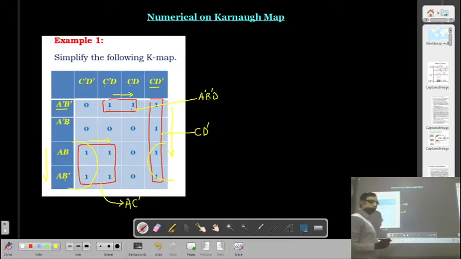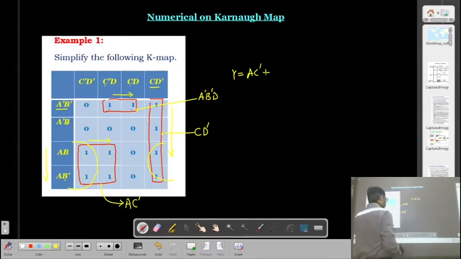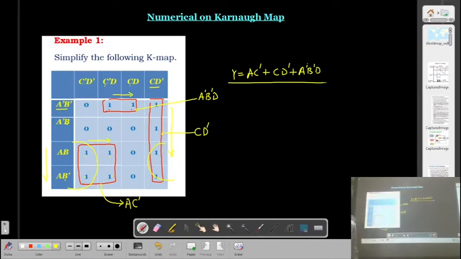So if I want to write what is the output of this simplified Karnaugh map, then we can write y is equal to a c dash plus c d dash plus a dash b dash d. This is the most simplified version of your Karnaugh map. Correct? Okay. Now look at this another example.